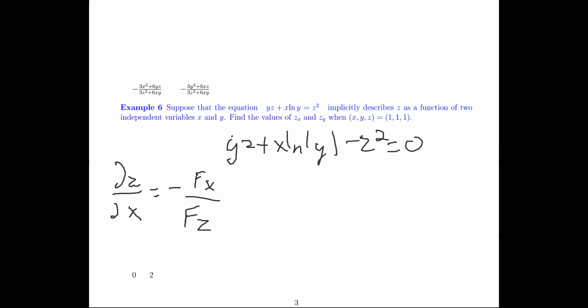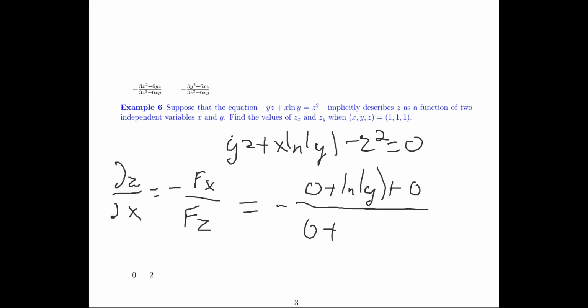All right, and what is that? Well, what is the partial with respect to x here? The partial derivative of yz with respect to x is 0. The partial derivative of x times ln of y with respect to x is just positive ln of y, minus the partial of z squared with respect to x is 0, all divided by the partial of f with respect to z. So partial of yz with respect to z is y, the partial of x ln of y with respect to z is 0 because there's no z in there. And the partial of negative z squared is negative 2z.